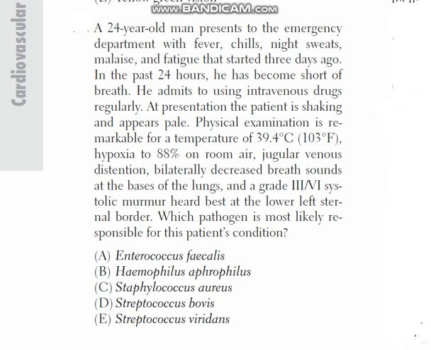So let's pick out the points: fever, chills, night sweats, malaise, fatigue. It's a very rapid onset, and the patient admits the use of intravenous drugs regularly, with a shaking and pale appearance, a high-grade fever, and hypoxia, that is respiratory failure stage 2.